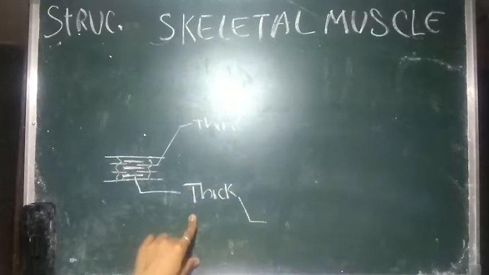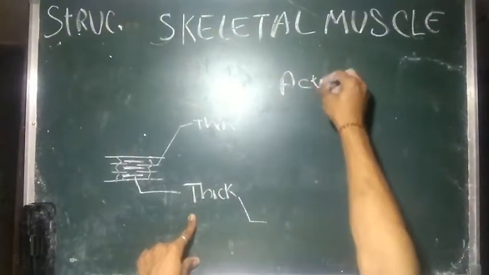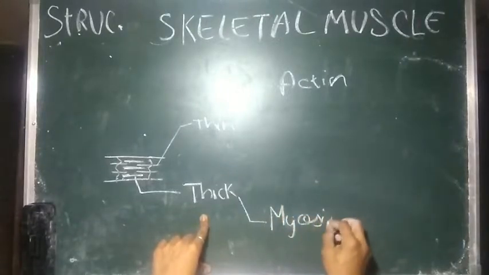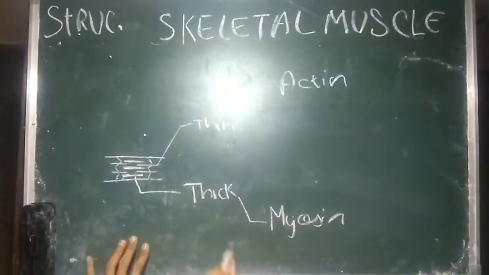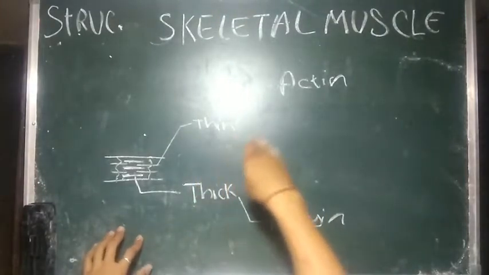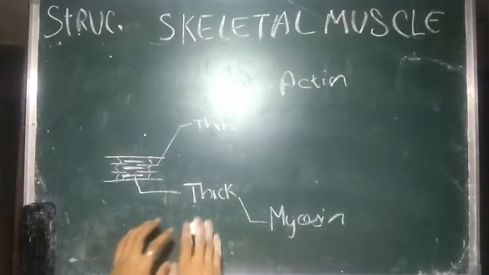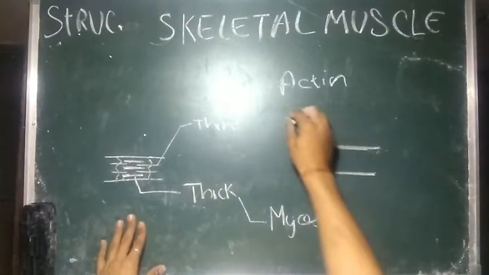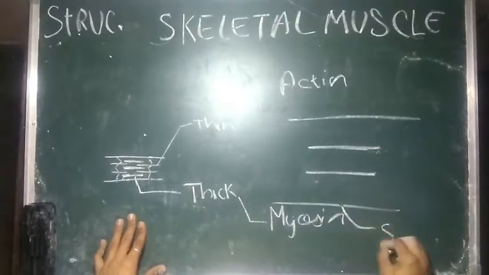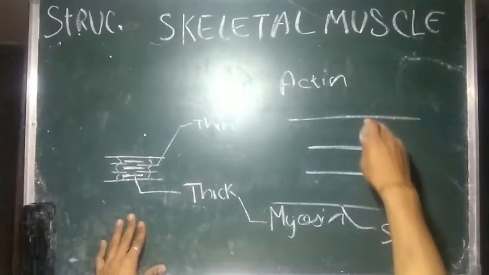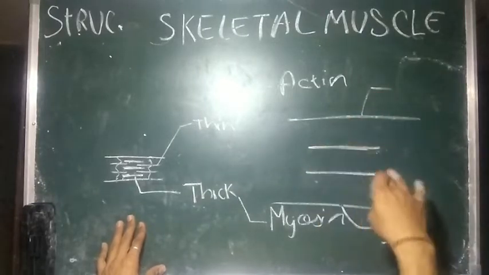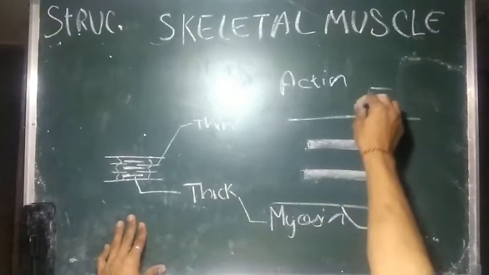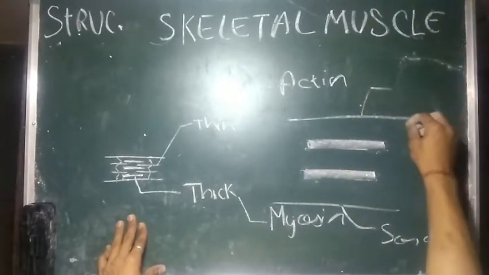So these thin filaments are made up of actin and these thick filaments are made up of myosin. Now, how can you remember what these thick filaments are made up of, and that thin filaments are made up of actin? The trick is that the thick filament always lays at the center. These are not attached to the sarcolemma. You remember sarcolemma is the wall of the myofibril. The thick filaments are not attached to the Z lines also.